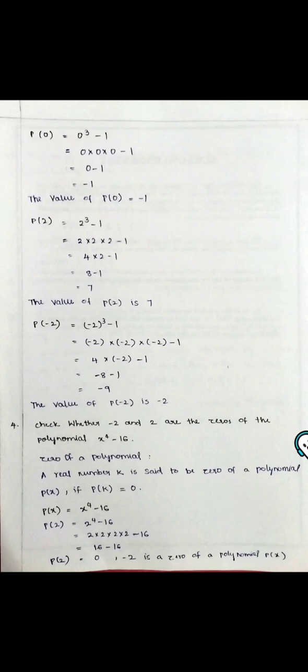So first we'll understand the definition of a zero of a polynomial. A real number k is said to be a zero of a polynomial p of x if p of k is equal to 0. That means in the previous sum we substituted values in place of t, and we got different values like minus 1, 7, minus 9, 0 and so on. If we get exactly 0, then we can say that it is a zero of the polynomial. We will check in this example.